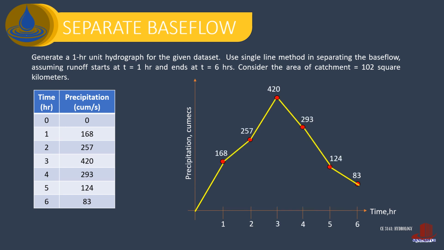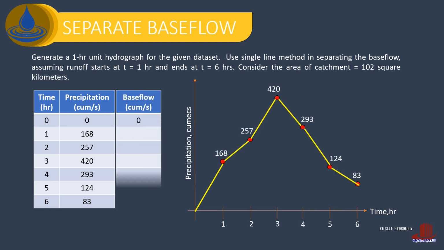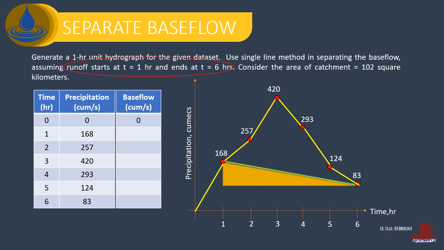Now let's separate the base flow using the single line method. The start is at T1 and it ends at T6. Connect these 2 points where we have just created a triangle. The span has 5 hours and the vertical distance is 168 less 83, which is 85.